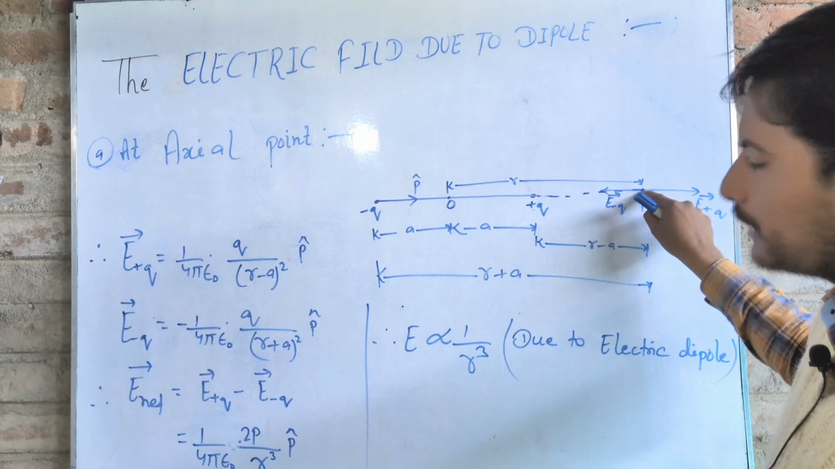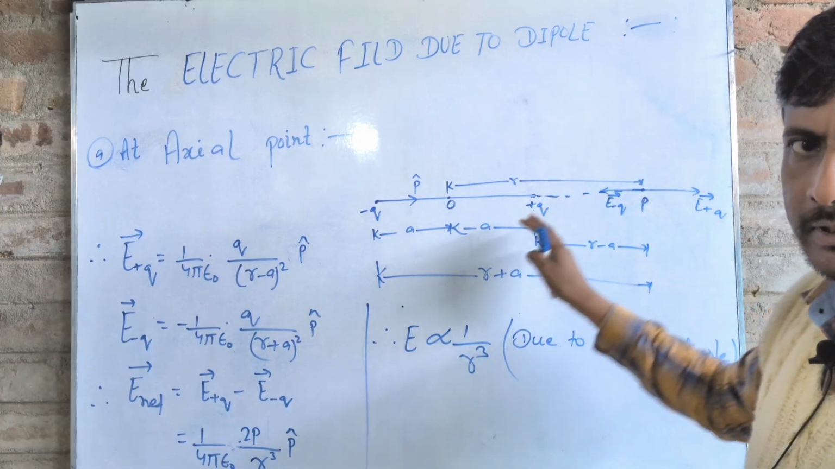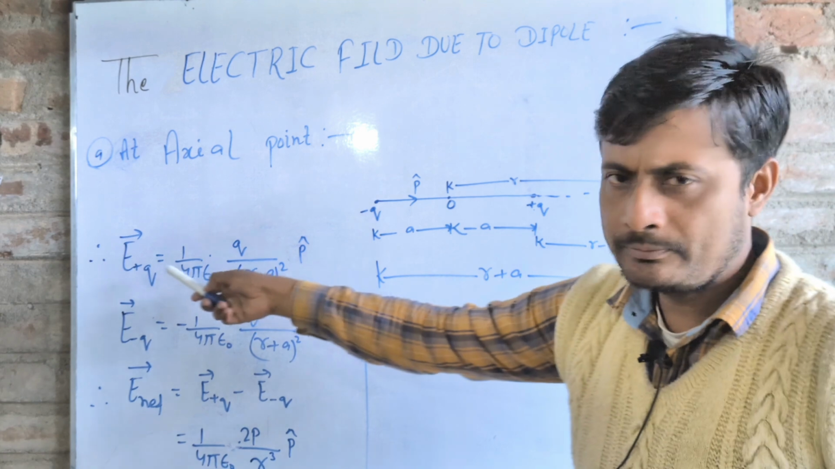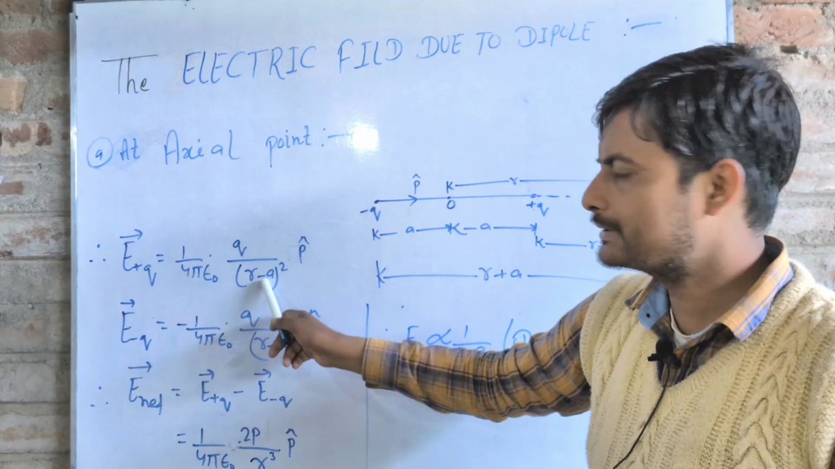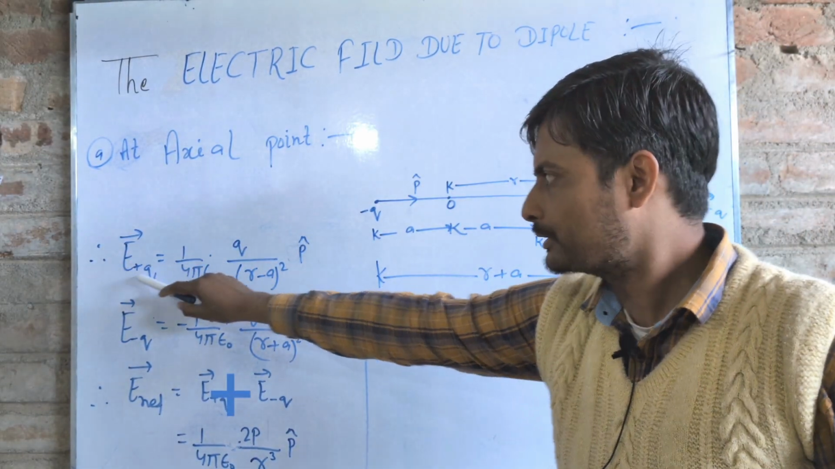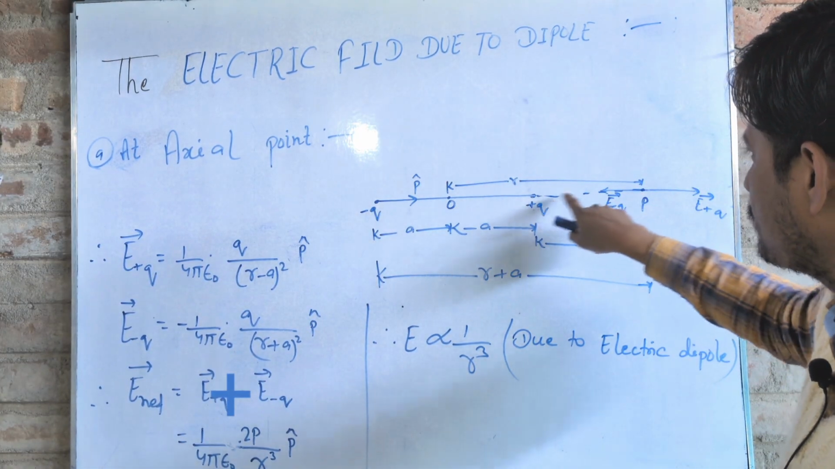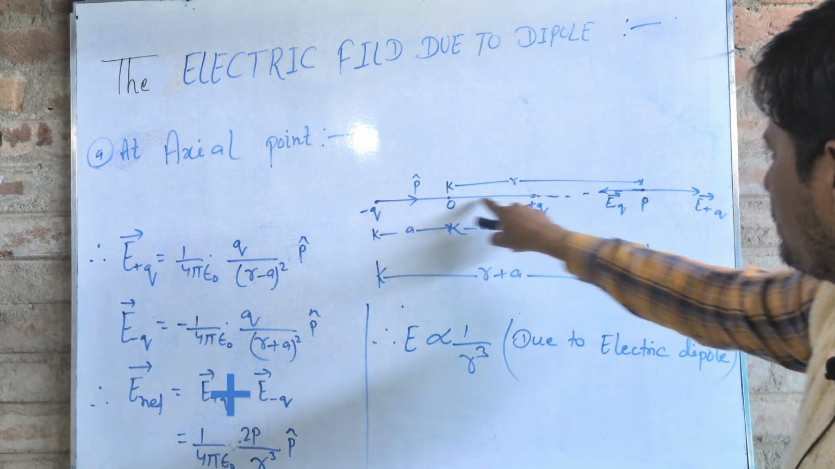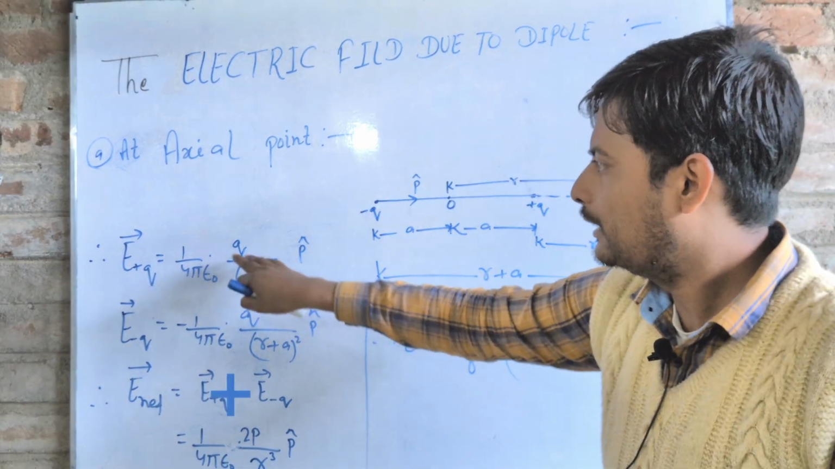We simply have to find the electric field at point P due to the plus q charge and due to the minus q charge, and after that we will add them according to the superposition principle of vector addition. First we find the electric field due to the plus q charge, which is equal to 1 by 4 pi epsilon naught, q by (r minus a) square, p cap. P cap represents the direction of the electric field due to the plus q charge. As we know, the direction of the electric dipole is from minus q to plus q, and the direction of the electric field due to the plus q charge is in the same direction as p. So we can write the electric field due to the plus q charge in this form.